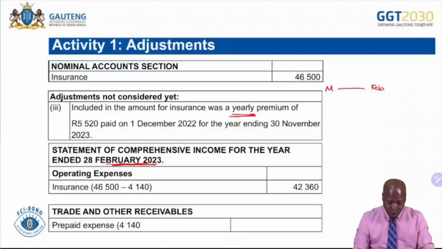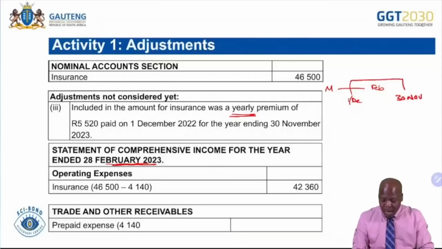We are then told that there is an annual premium which is paid on the 1st of December. So we're coming here now on the 1st of December. If it's being paid on the 1st of December and it ends on the 30th of November, it ends on the 30th of November. Very important there. All right. We now understand our financial period starts here and it ends here. This is our financial period. But we have paid an insurance premium on the 1st of December and it ends on the 30th of November.